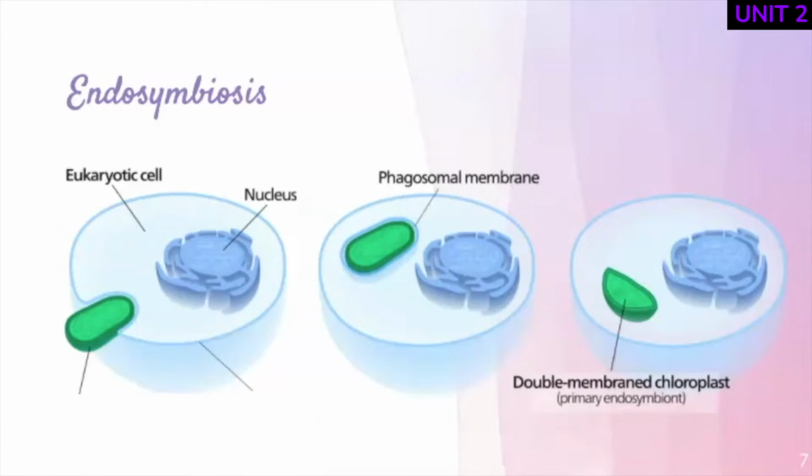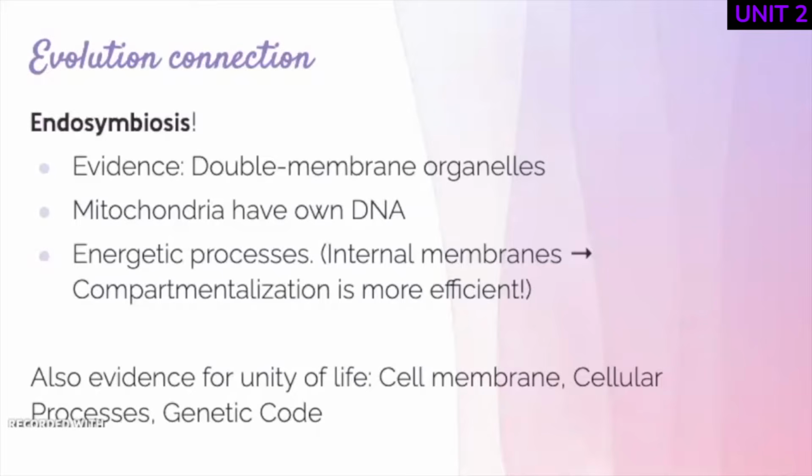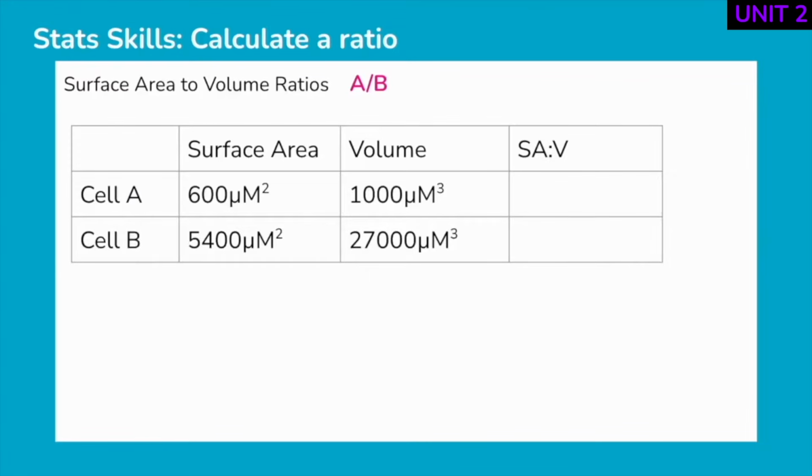We have evidence for this due to the fact that many of these organelles have a double membrane, so our phospholipid bilayer, just like the one that surrounds the cell. And so based on their size and the membrane structure, it's very likely that these organelles once were their own type of cell. Mitochondria themselves have their own DNA, another hint that they were once prokaryotic cells themselves. They also support energetic processes, and these internal membranes help with compartmentalization and efficiency within that organelle. Another skill that you'll need to know is how to calculate a ratio.